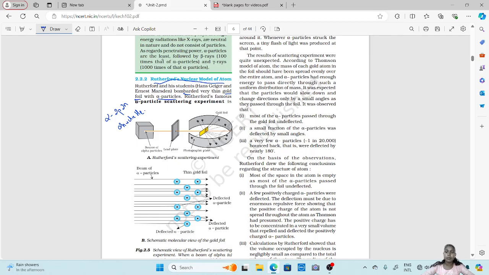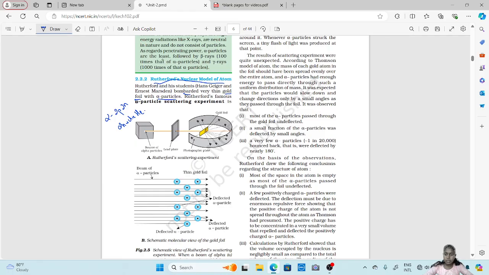So Rutherford's famous alpha particle scattering experiment is, so this is what he did. Rutherford scattering experiment, source of particles, alpha particles. From here, alpha particles were there. Then there is a lead plate through which the alpha particles are sent, and this is the gold foil, and this is a photographic plate. Photographic plate means whenever it strikes, the responses are taken here.